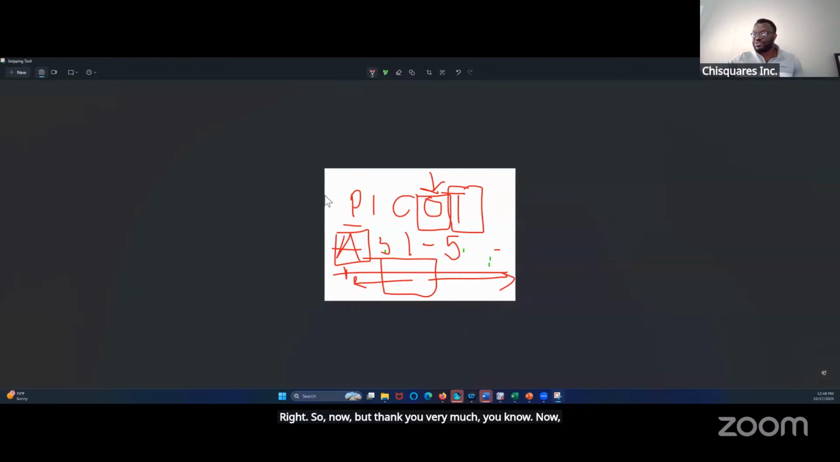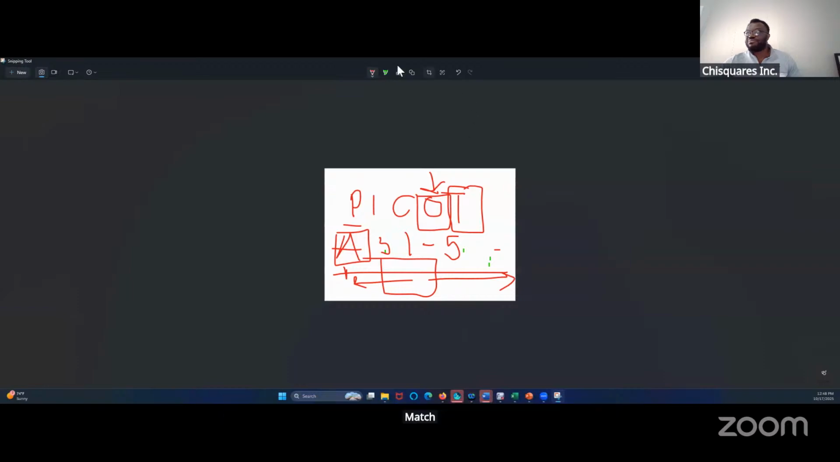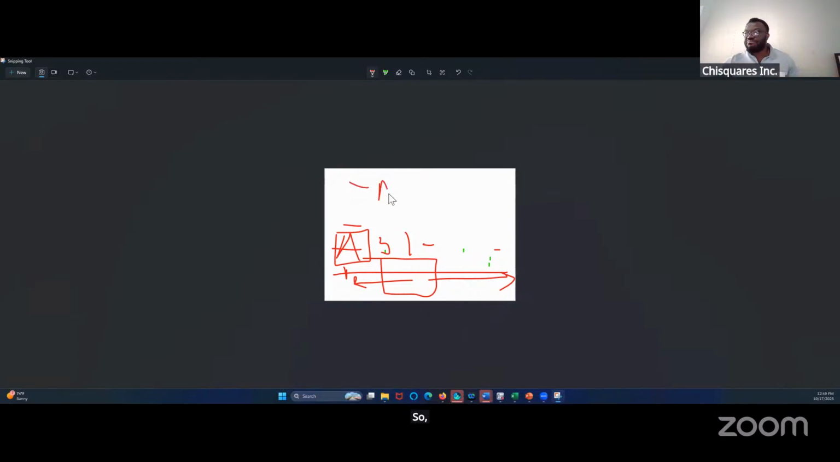But before we do this, we have to write down what our matching variables are. Where's my eraser? All right. Before we start matching and all of those things, you have to write it down. You have to take a piece of paper. That's why you must write a proposal, your protocol, first before doing anything. So what are we matching on? What are our matching variables in this study? It's so hard to write with this thing. All right. So what are the matching variables?